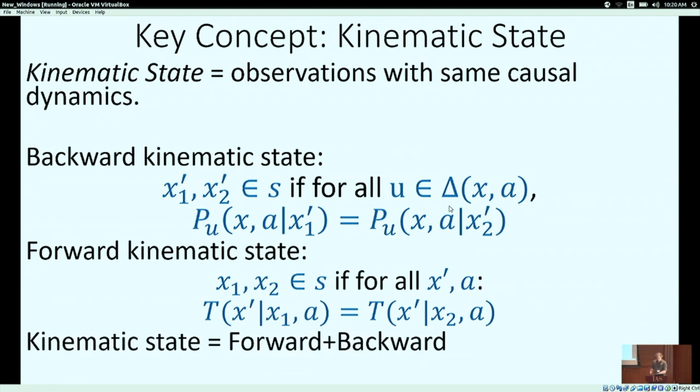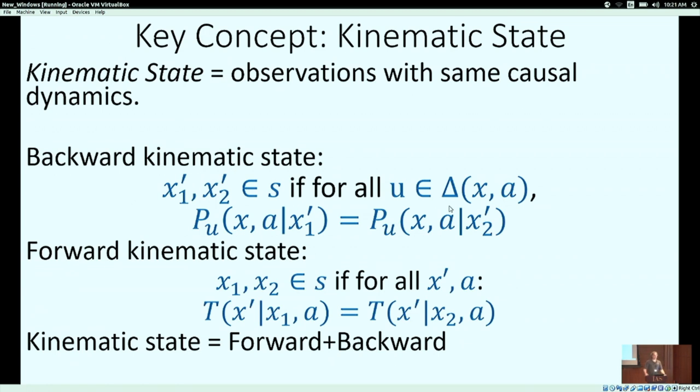Yeah? So what you call a kinematic state, backward and forward, is a partition of the observation space? Yeah, we're thinking about kinematic state as partitioning the observation space, because we have this block MDP assumption, which says that there is some decoding. That decoding implies a partition. And now I want to define structurally what that partition is going to be.